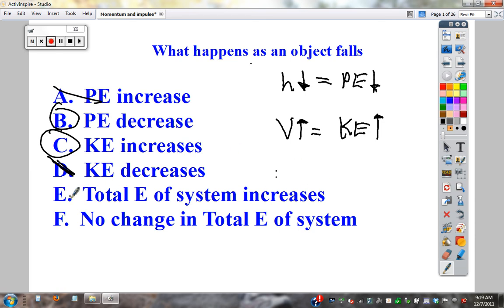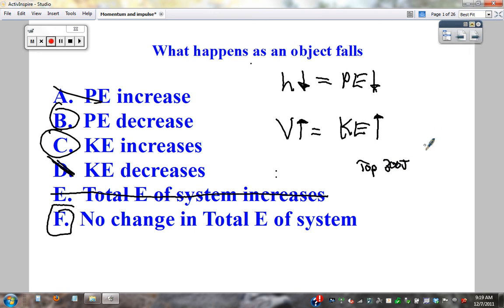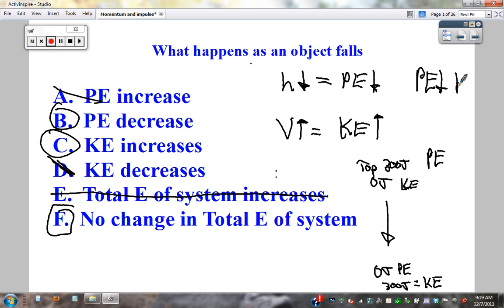And this is not true. The answer is F, and here's why. There's no change in the total energy of the system. All right, at the very top, let's say we have 300 joules of potential energy and 0 joules of kinetic energy. And then as it falls at the very bottom, we have 0 joules PE, and we will have 300 joules of kinetic energy. So as it falls, sure, we're losing one form of energy, but we're gaining it in another.